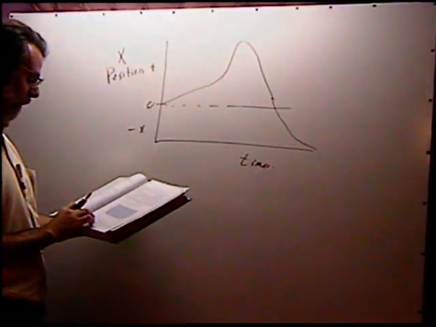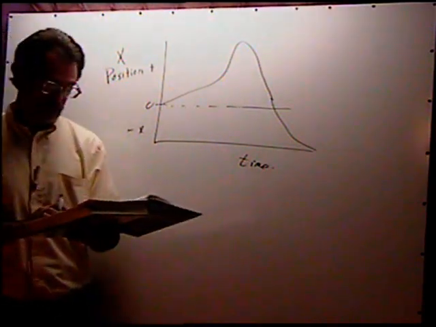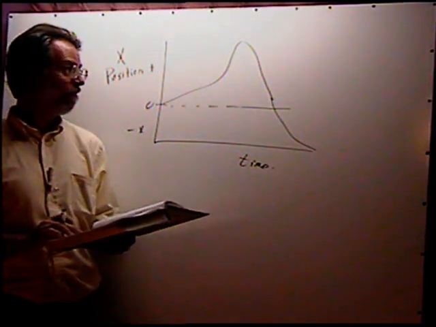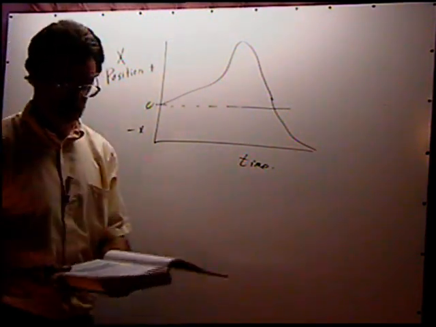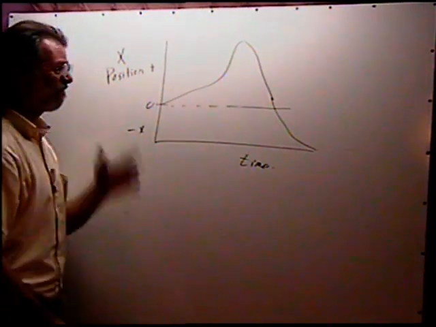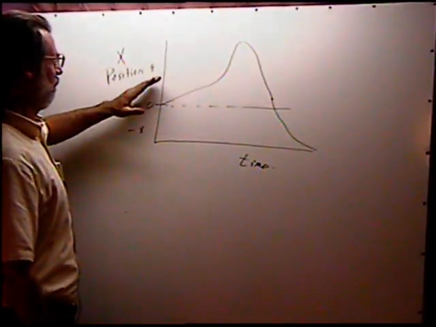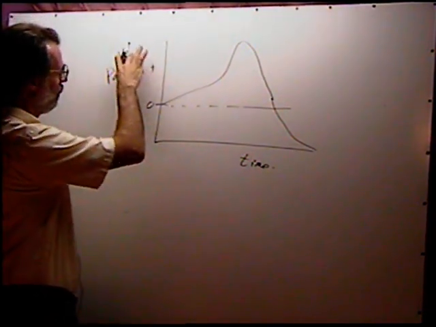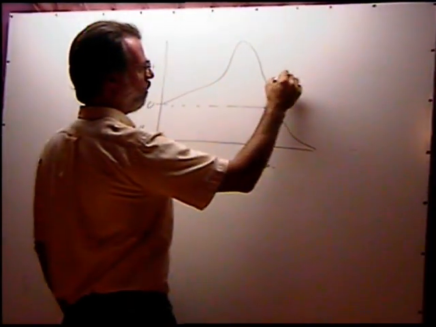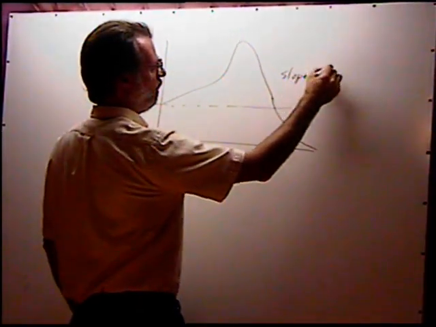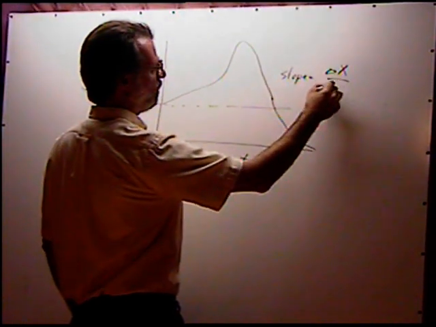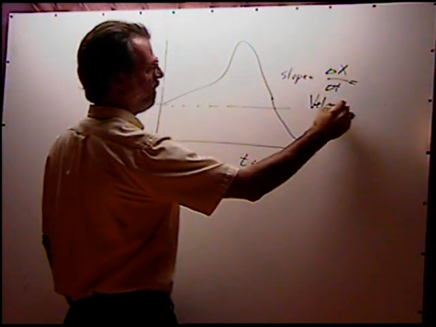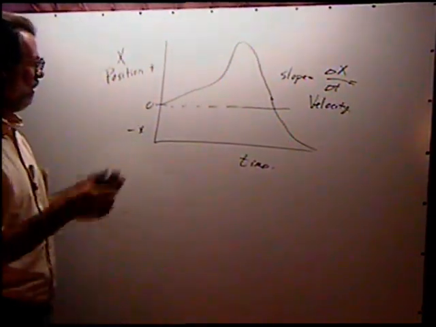Number 5. The question says, at approximately what time does the car change its direction? Okay? At what point does the car change its direction? Well, the car, remember, we're plotting position versus time. Now, what is the slope? The slope of this is the change in position over change in time, which is velocity. So the slope of this curve is the velocity.